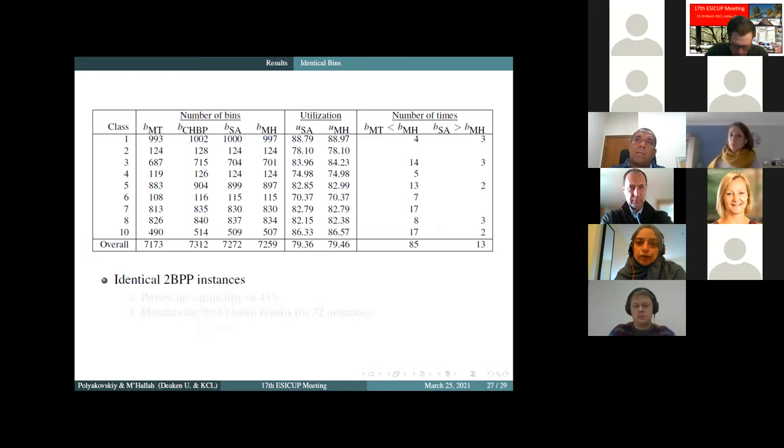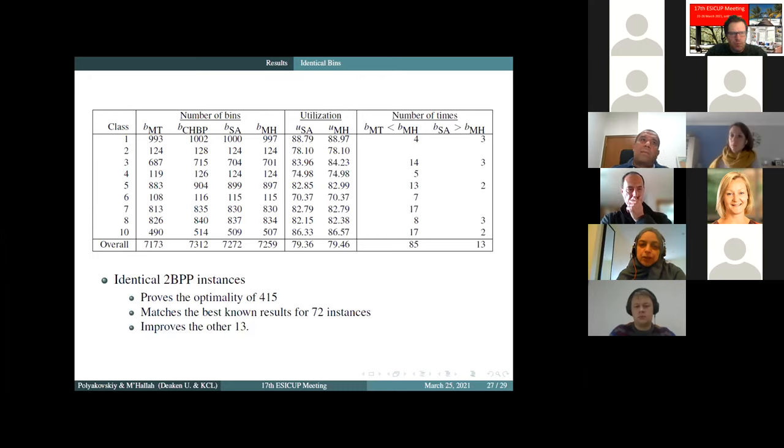Now, we also ran it for identical bin sizes. If my memory is correct, Iori was saying that he proved the optimality of 470 of those instances that are available in the literature. We proved the optimality of 415, hitting with our solution exactly the same number of bins as those reported in the literature for the lower bound of these bins. We match 72. And for the 30 that they did not prove optimal, we have been able to improve 13 of the existing solutions.